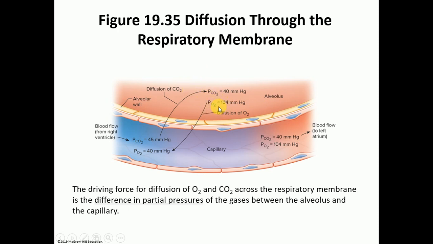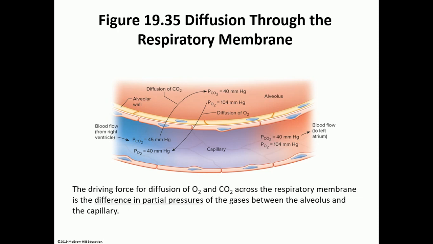So the air sac has a partial pressure of oxygen of 104, while the blood coming in, the venous blood coming in, has a pressure of oxygen of 40. So according to the laws of diffusion, oxygen is going to diffuse from the alveolus into the capillary. While carbon dioxide, if you look at those numbers, the PCO2 is 45 in the capillary, while in the alveolus it's only 40. So again, according to the laws of diffusion, CO2 is going to diffuse from an area of high concentration to an area of low concentration.